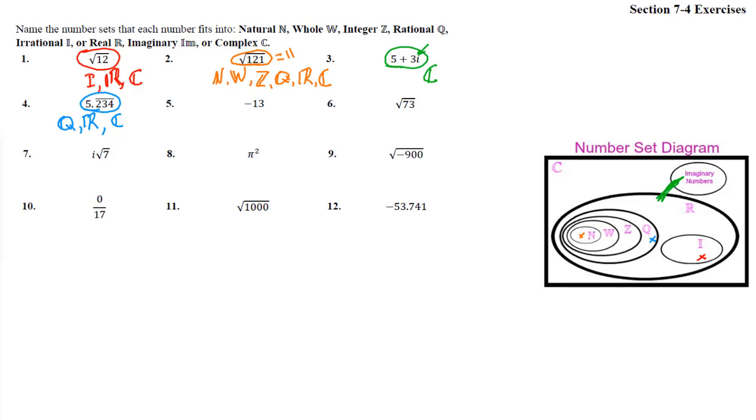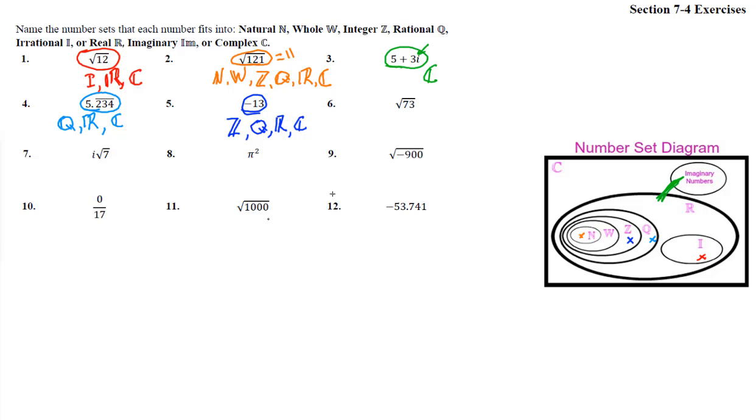Good. Number 5 is -13. All right, let's look and see what that is. -13 is a nice number, there's no fraction, no decimal on it, and so that's an integer. So that's an integer, which is inside the rationals, which is inside the reals, which is inside the complex. So we get those 4 sets that -13 is.